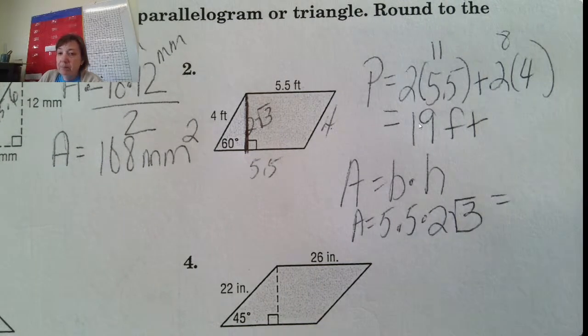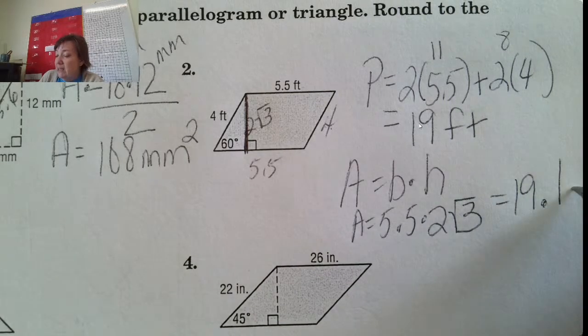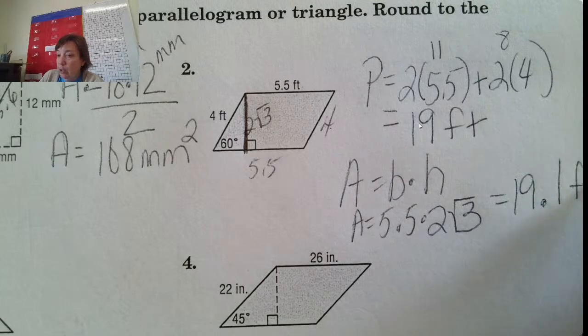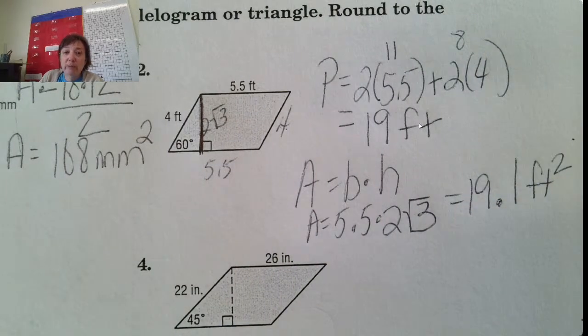What is that? Anybody find it? What, Jordan? 19.1. And because it's area, we know it's going to be our unit squared, because area is always squared.